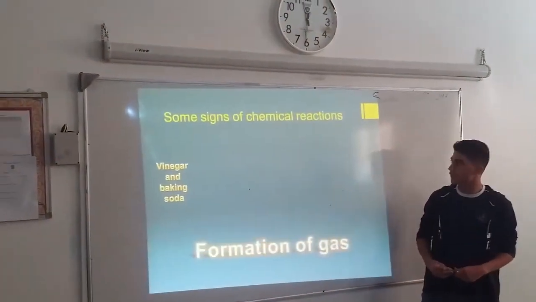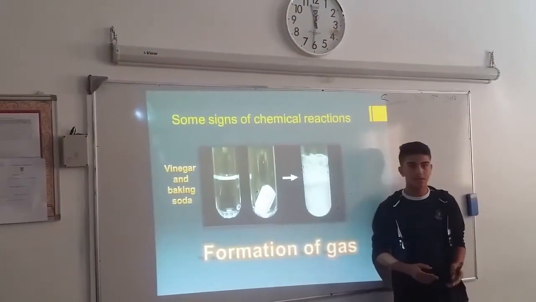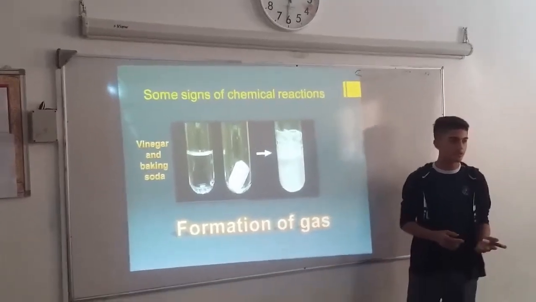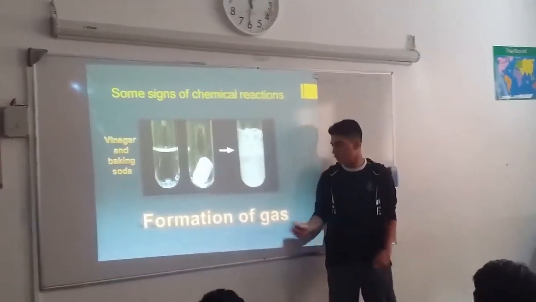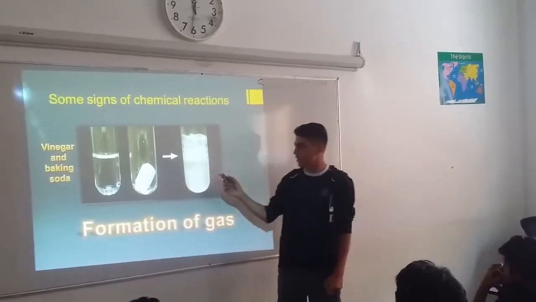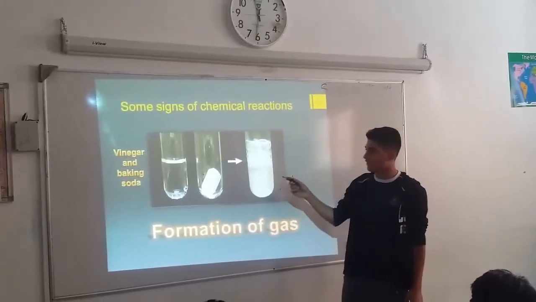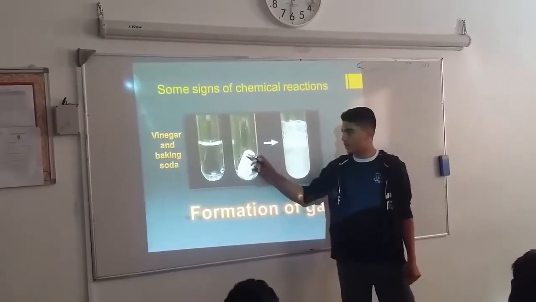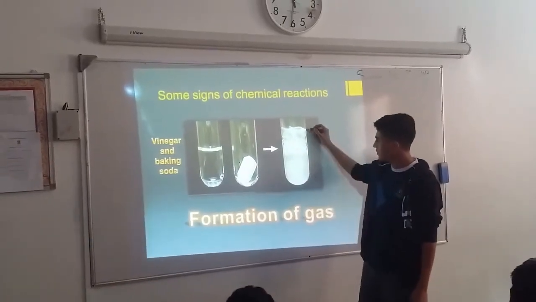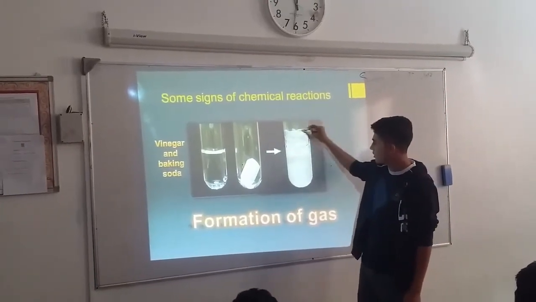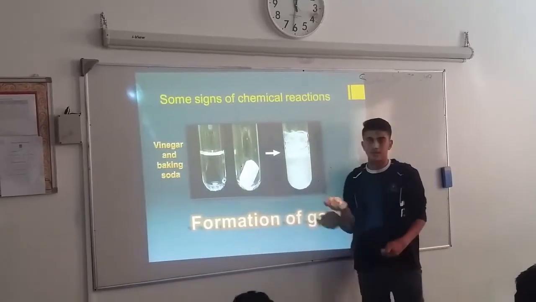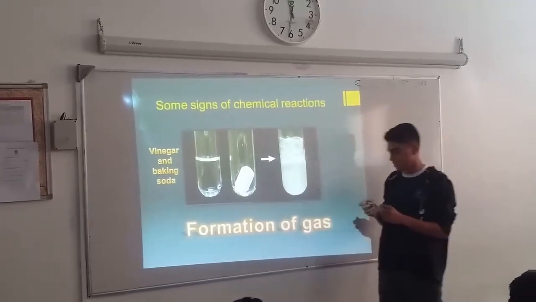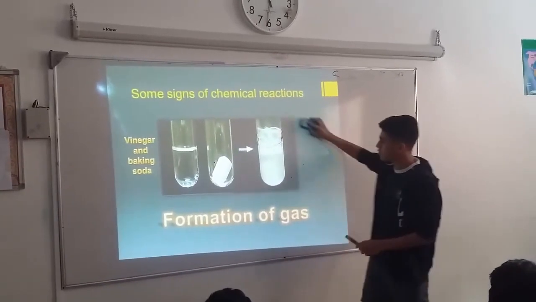Some signs of a chemical reaction. There are a lot of signs that show a chemical reaction has occurred. One sign is the formation of gas. As you can see here, when you add vinegar and baking soda together, the baking soda reacts with the vinegar, and it causes this gas, as you can see here, to form and rise up. It's carbon dioxide. So the first one is formation of gas.